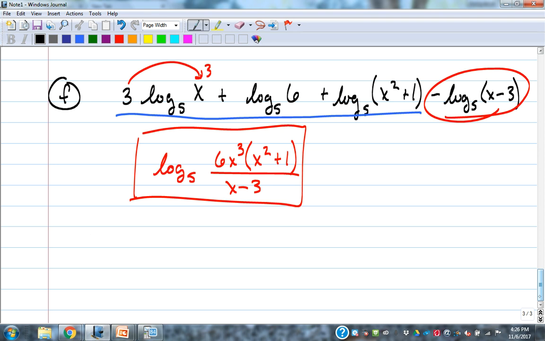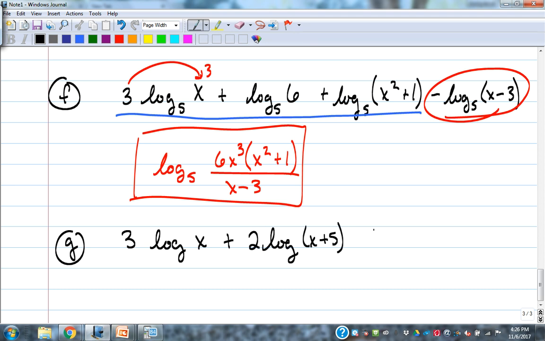Example G: 3 log of x plus 2 log of x plus 5 minus log of 12 minus 3 log x minus 2. What log base is this? 10. It doesn't matter, but it's good to know that there's log base 10.